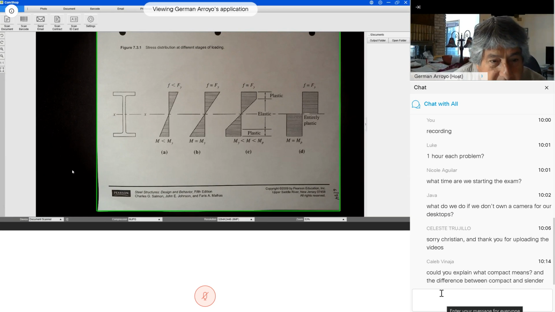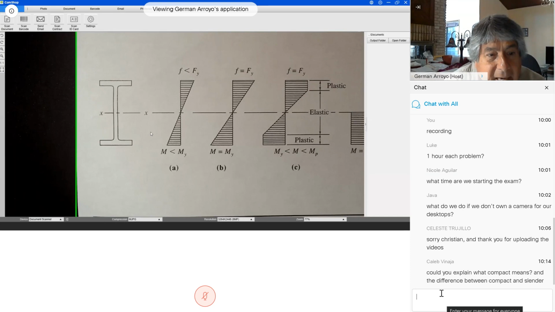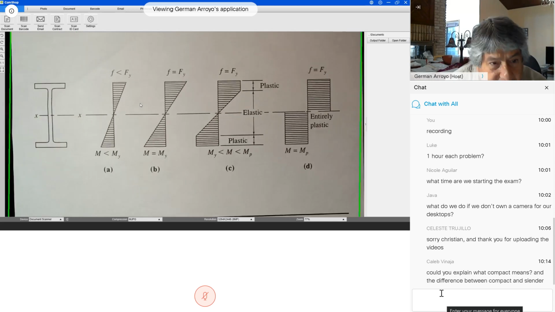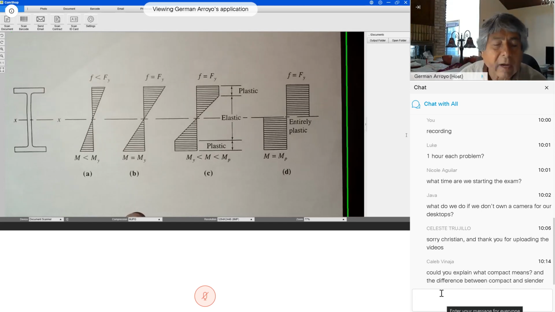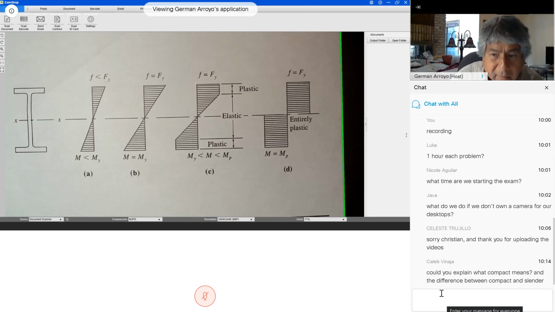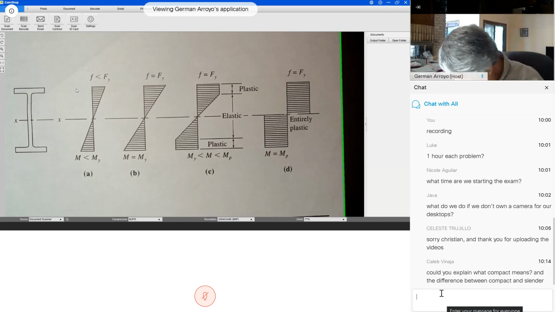Y flange is a typical section that we find in the code. Any section that is in the code could have these three stages. Any section of the code, we could have this situation, we have this situation, or the last one. There are certain sections that cannot develop a plastic hinge. I'm gonna go to the code and show you. I'm gonna come back to this.